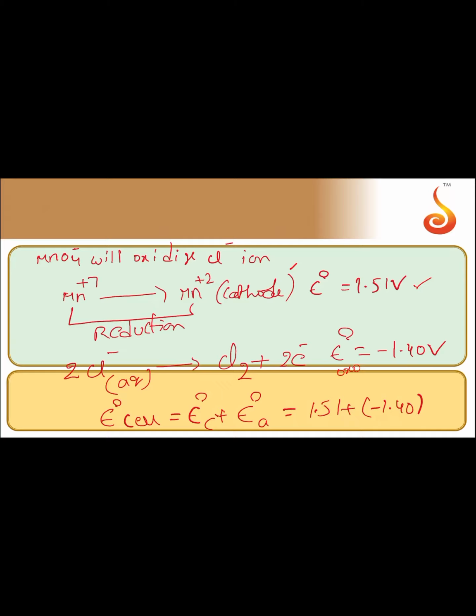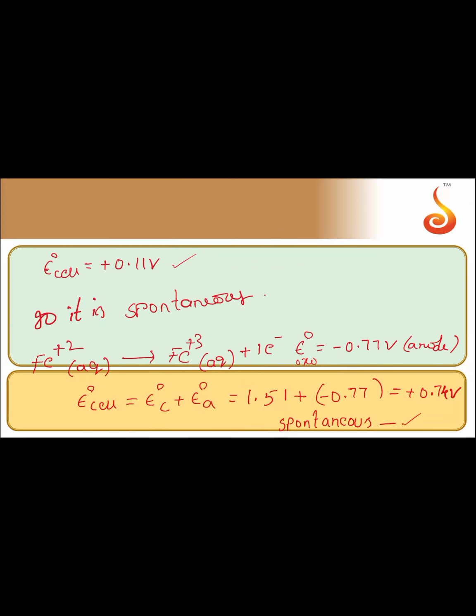Now E0 cell is equal to E0 cathode plus E0 anode. Here E0 cathode is 1.51 plus E0 anode oxidation potential minus 1.40. So the E0 cell value will be 0.11 volt. The E0 cell value is positive. If the E0 cell value is positive, the reaction is spontaneous. Spontaneous in the sense MnO4- can oxidize Cl-. Next, we'll see whether it can oxidize Fe2+ or not.